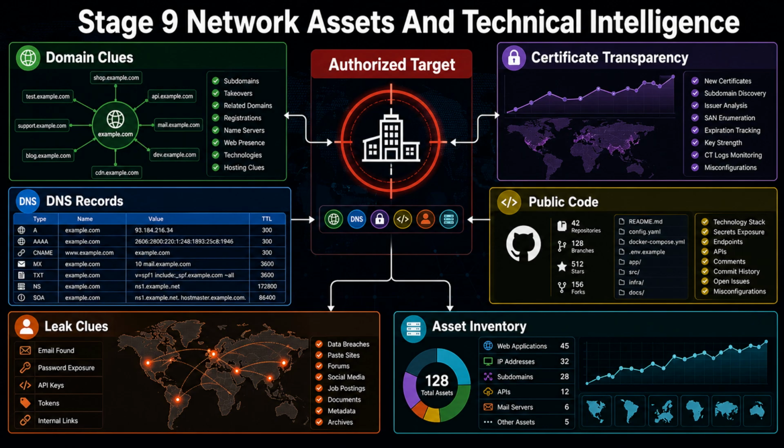Stage 9 introduces network assets and technical intelligence, with one rule before everything else. Authorized, public, non-intrusive work only. We use domain clues, DNS records, certificate transparency, WHOIS, public code, and leak mentions to understand an organization's public technical footprint. Sometimes these sources reveal old brands, forgotten subdomains, vendor relationships, or exposed documents. But we do not cross into exploitation or permission bypassing. The useful deliverable is an asset inventory and a risk note, not an attack path.